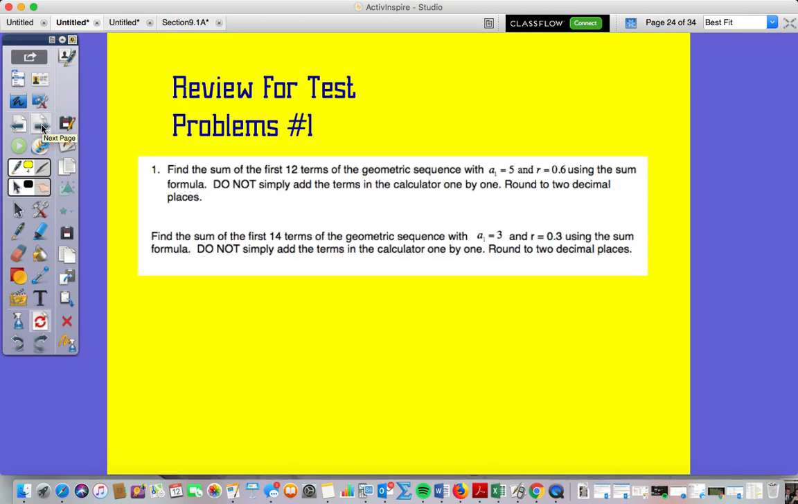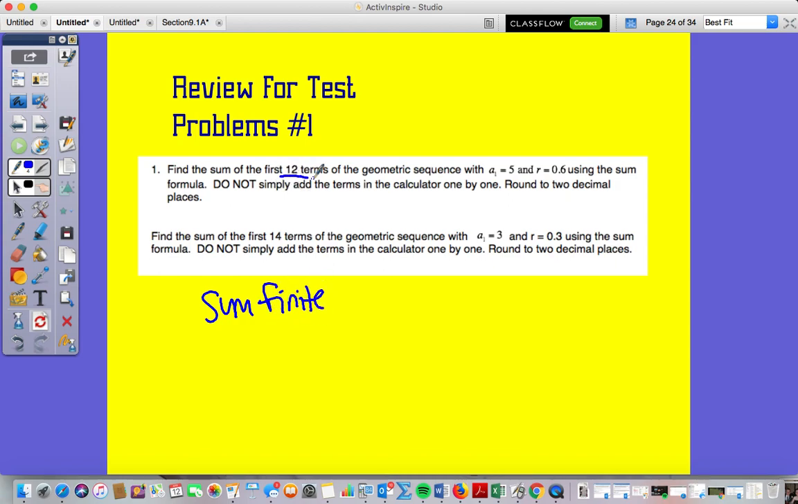Good stuff. We could just start at number 1 and just make sure we're all good on these. If we're good, I don't want to waste your time. We'll just start on 1, and if we could, just list what type of formula we're going to use. And if you have any questions on how to plug it in, let me know. Okay, so number 1, what formula are we thinking? Let's do sum of a finite geometric sequence. Yep, sum of a finite, because it's to 12.